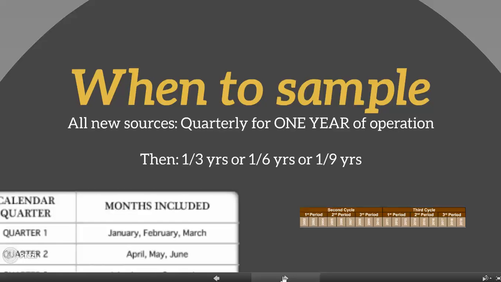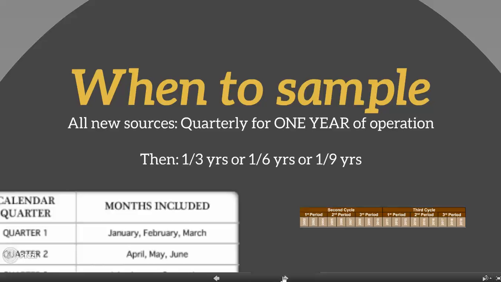If that source is only used for a couple of months out of the year, then we have to take that into consideration when we evaluate when they should be taking a sample. If the source is operational year-round, then I need 4 samples, one for each calendar quarter. After those 4 samples' results hit our office, we look at the data and the results determine whether that source will then reduce to sampling once every 3 years, once every 6 years, or once every 9 years.